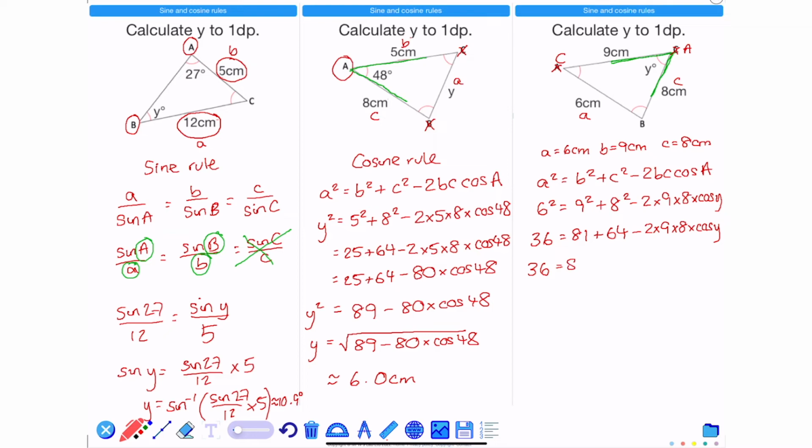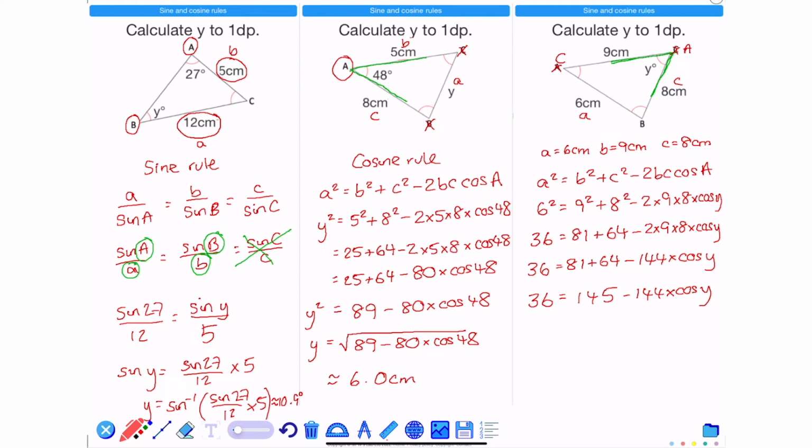36 will equal 81 plus 64 minus 9 times 8 is 72, and times that by 2 is 144, times the cosine of y. 36 will equal 81 plus 64 is 145. Take away 144 times the cosine of y.